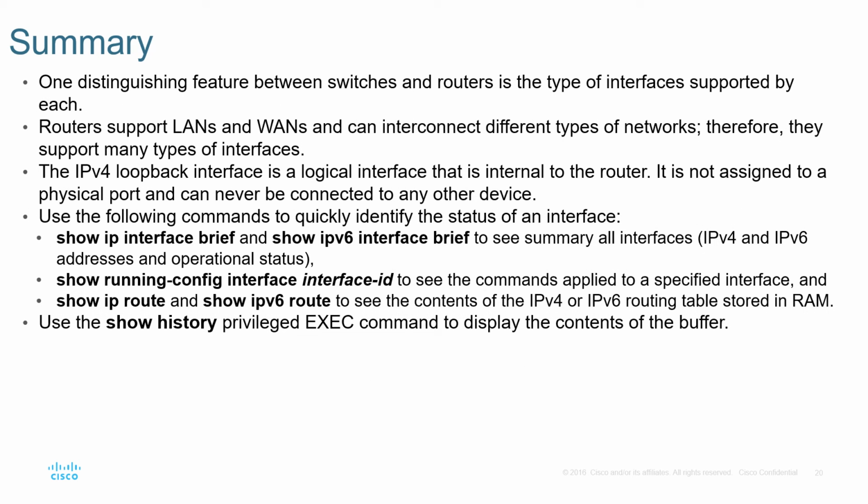One distinguishing feature between switches and routers is the type of interfaces supported by each. Routers support LANs and WANs and interconnect different types of networks. We also have the IPv4 loopback, which is a logical interface internal to the router. We have useful commands to identify the status of an interface, like show ip interface brief, show run, and show ip route. We may use show history to display the contents of the buffer, to display previously typed commands. I have another video where I'll demonstrate some of the basic commands for this module.